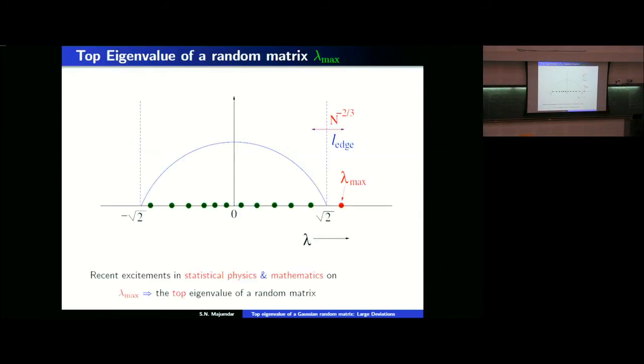and people started getting interested in the statistics of not just the average density of states, but the statistics of the largest eigenvalue, lambda max. Now, this has a physical meaning too: it is just the position of the rightmost fermion in a harmonic trap at zero temperature. But this is a random variable. It fluctuates from one configuration to another. And what can I say about the statistics of this lambda max?